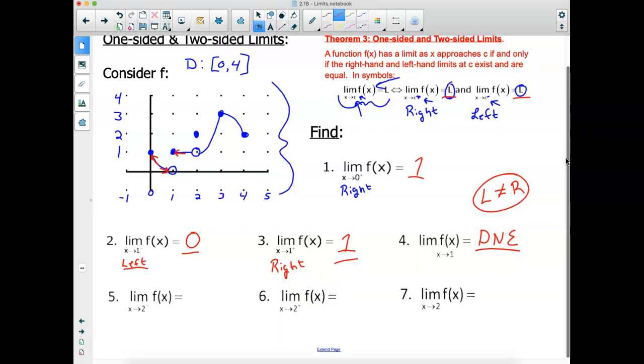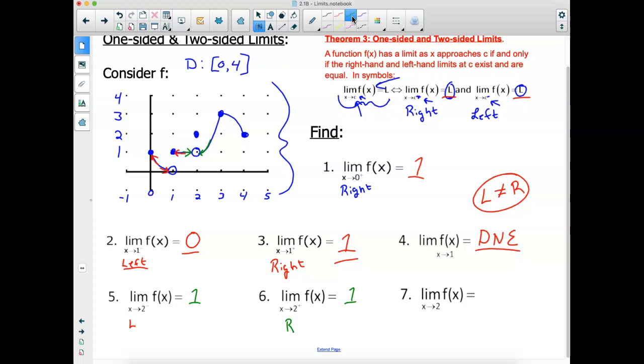Let's check at 2. As I approach 2, that negative means from the left. So where am I from the left? I'm going to grab green this time. As I approach 2 from the left, what is the y value I'm approaching? The y value I'm approaching is 1. As I approach 2 from the right-hand side, okay, bigger, what y value am I approaching as I get closer and closer to 2? It is approaching 1, okay?